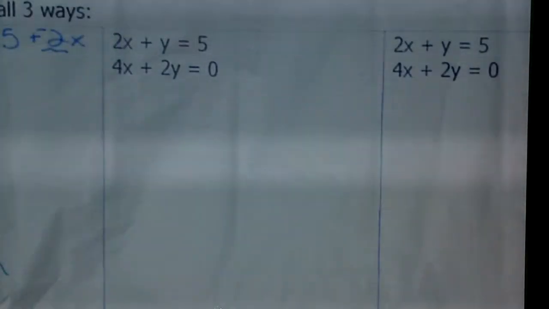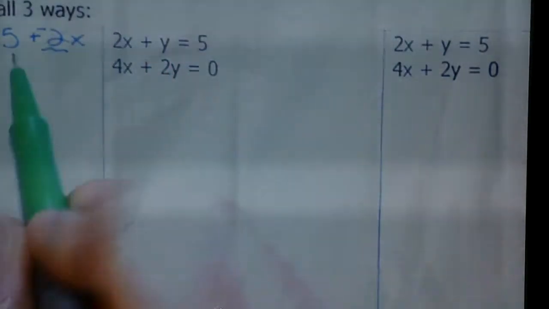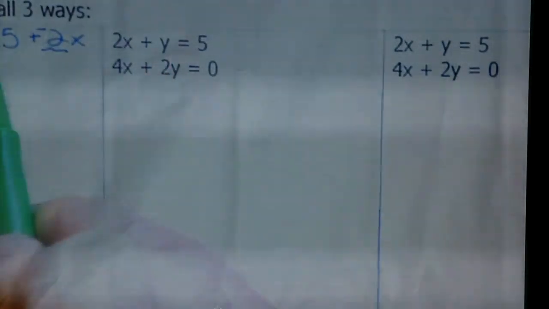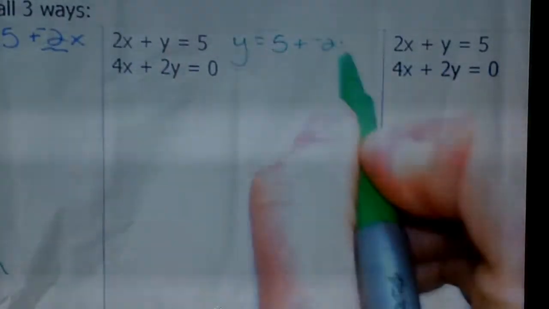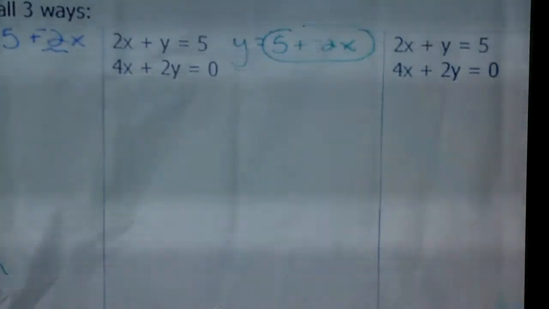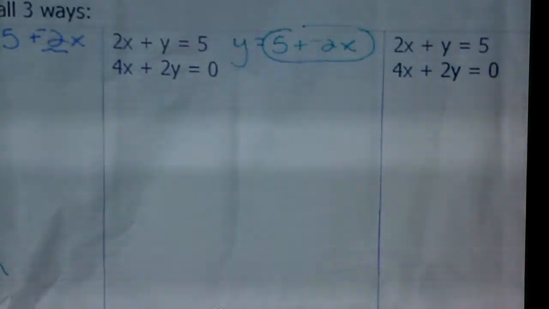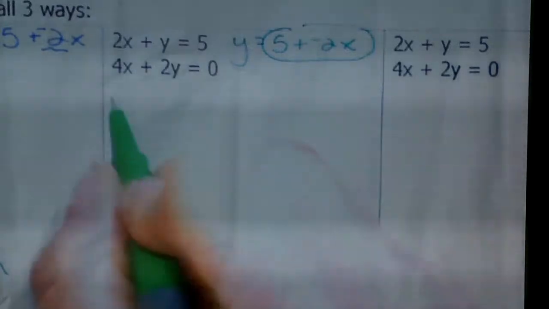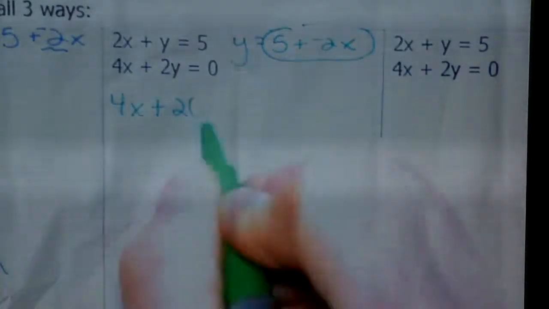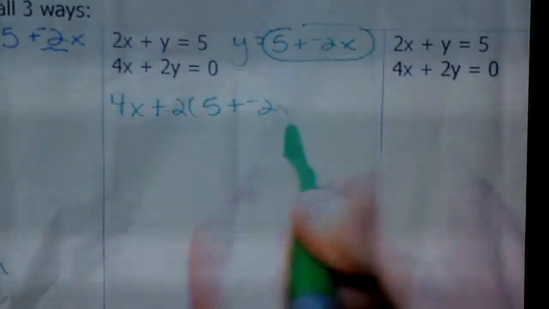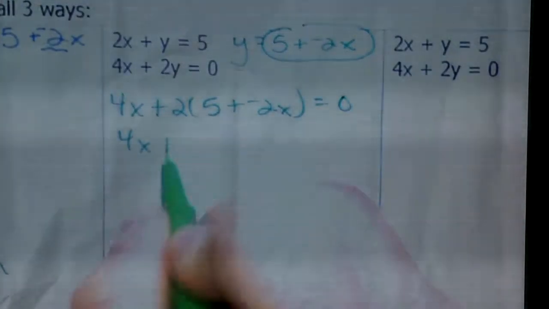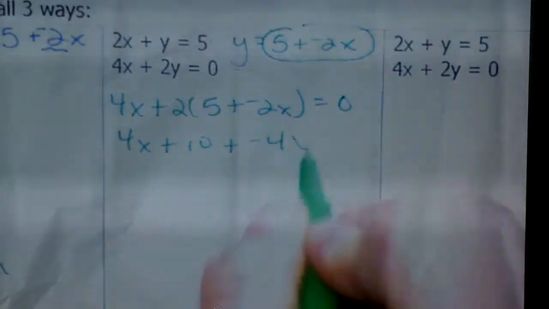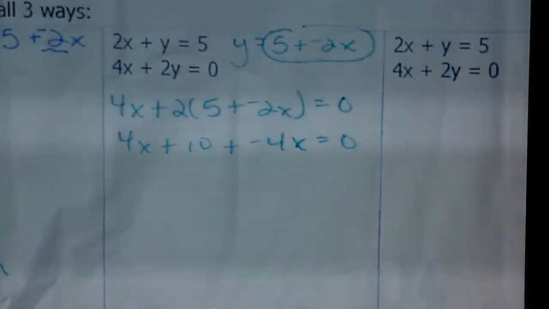If we're going to solve this by substitution, that means that I need one of these solved for y. We already did that over here. We rearranged this first equation into y equals 5 plus negative 2x. So if y equals 5 plus negative 2x, we're going to plug that into this y. So it would be 4x plus 2 times (5 plus negative 2x) equals 0. We get 4x plus 10 plus negative 4x equals 0.